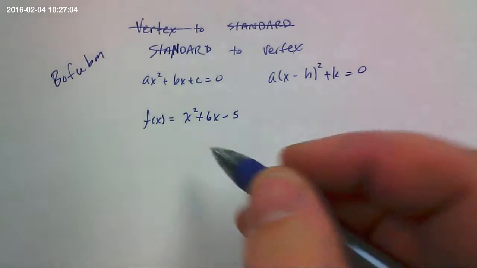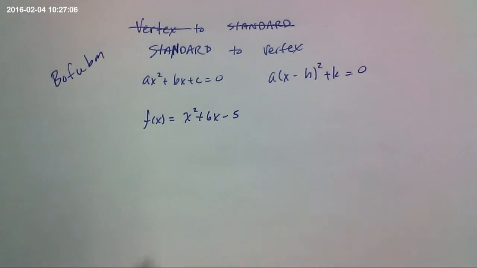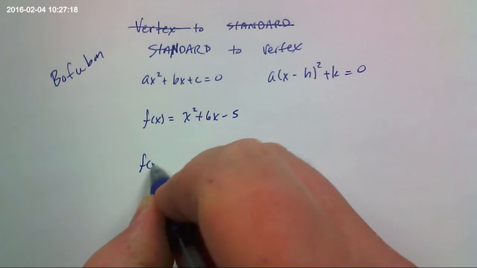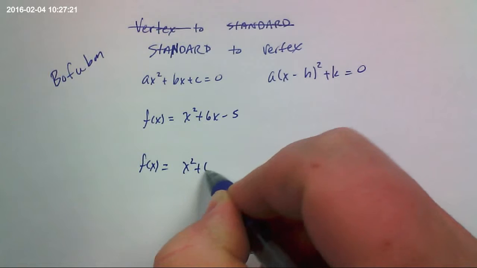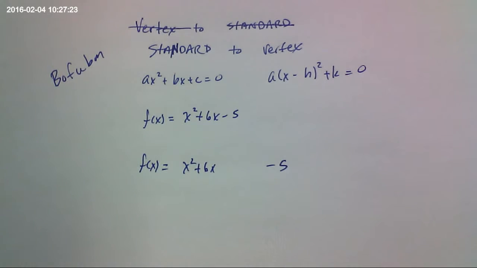Okay, so first thing you're going to do, you use completing the square, but you're not moving anything to the other side of the equal sign. But you do use completing the square. So first thing you're going to do is rewrite it and just leave a space. No equals, no nothing. Just rewrite it and leave a space. That's the first step.